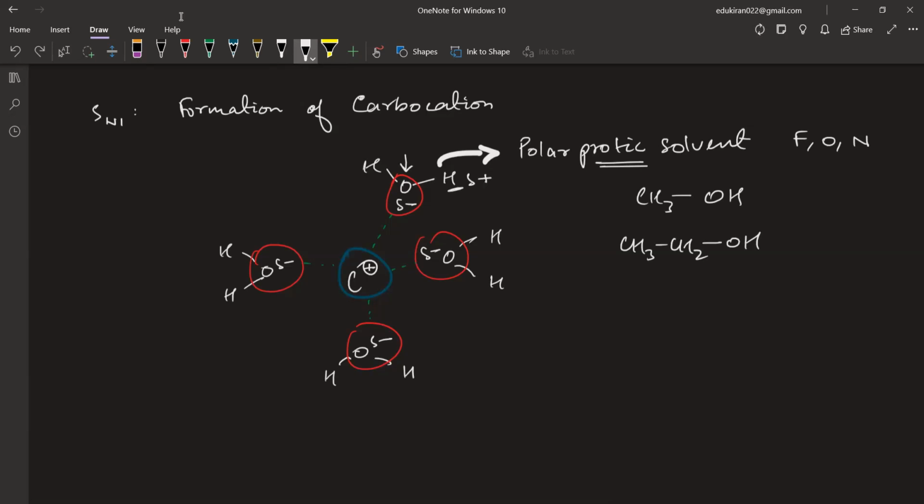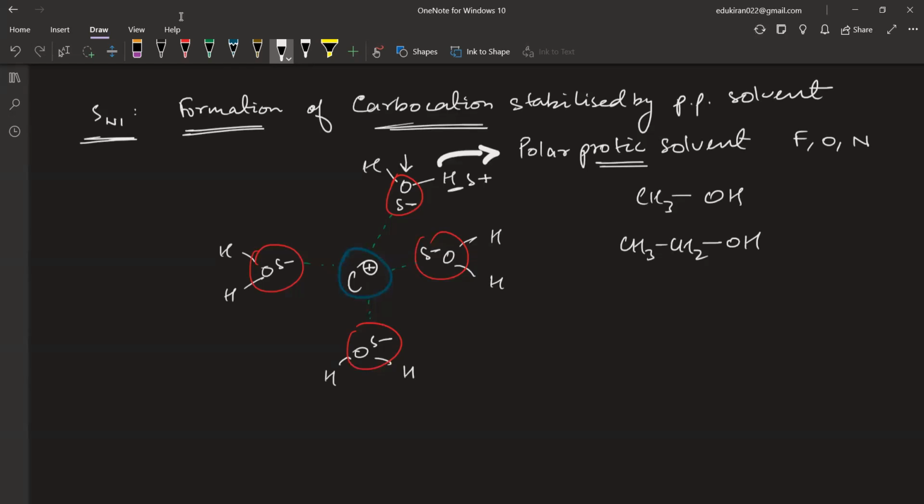But the only thing that you have to remember is that the formation of carbocation will still be stabilized by polar protic solvent. And how is it stabilizing? Since polar protic solvent will have a high delta negative charge, it will interact with the carbocation, and this will be an attractive force. And whenever we have some kind of attractive force, we will get stabilization. So do you understand why SN1? In SN1, the formation of carbocation is stabilized by polar protic solvent. And that is why in SN1, we use polar protic solvent.